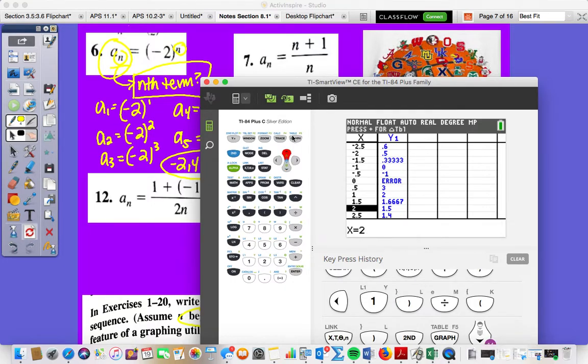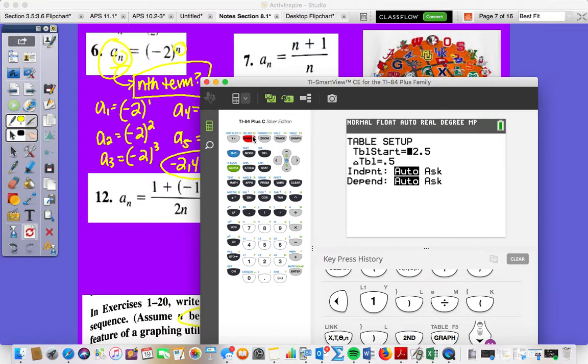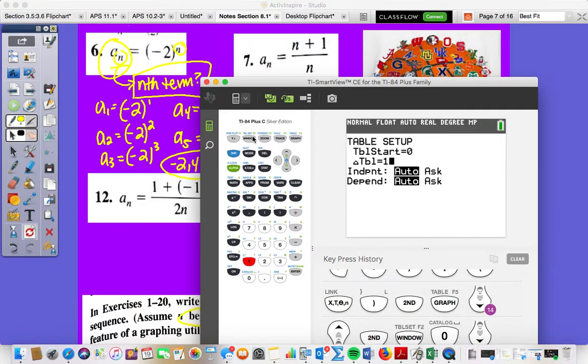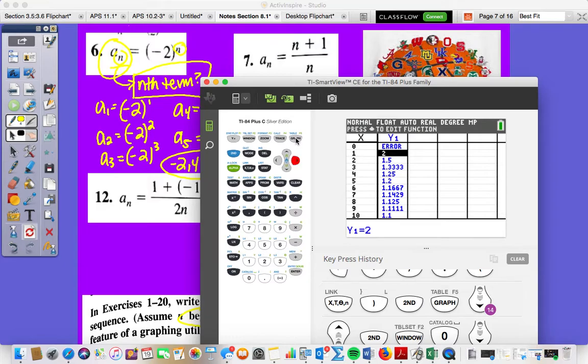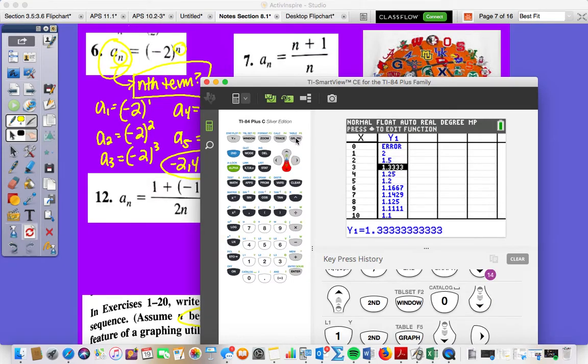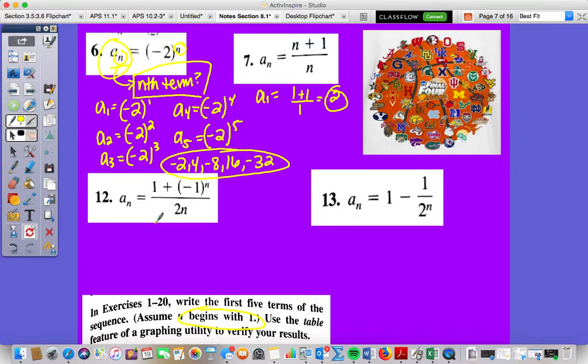Don't ignore the decimals. In fact, you could go to second window and make the table start at 0 and make it add by 1 each time. So when I do this, the answers would be 2, 1.5, 1.33, 1.25, and 1.2. So the fifth term, meaning a sub 5, would be 1.2. And that might be a good way to check it and plug it in as you're going through this first part that is here.